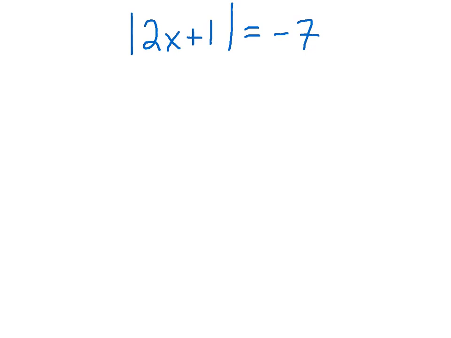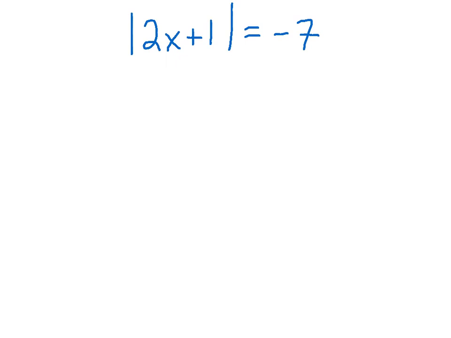In this example, we're asked to solve for x, and we are told that the distance of 2x plus 1 from 0 is negative 7. So this 2x plus 1, we need to have negative 7 spaces away from 0. Now, I'm going to give you a second to think about that. Why would it be a little strange to say 2x plus 1 has a distance of negative 7? Well, as we just saw, we don't talk about distance being negative.